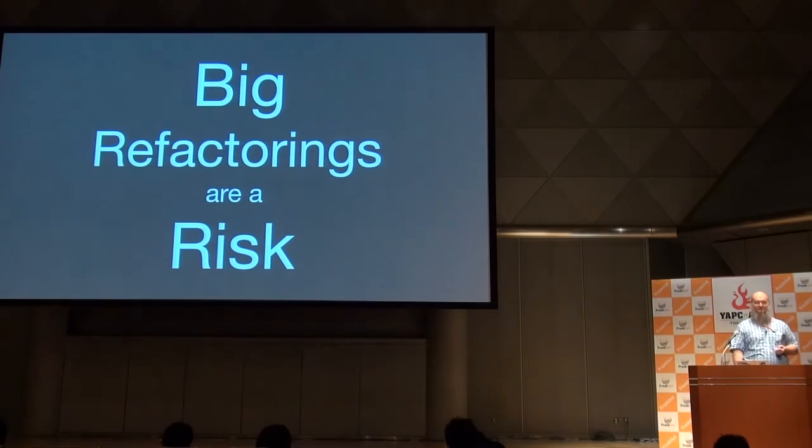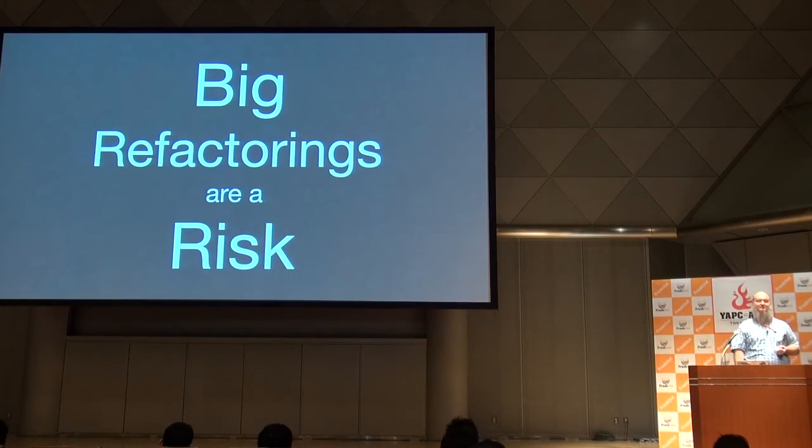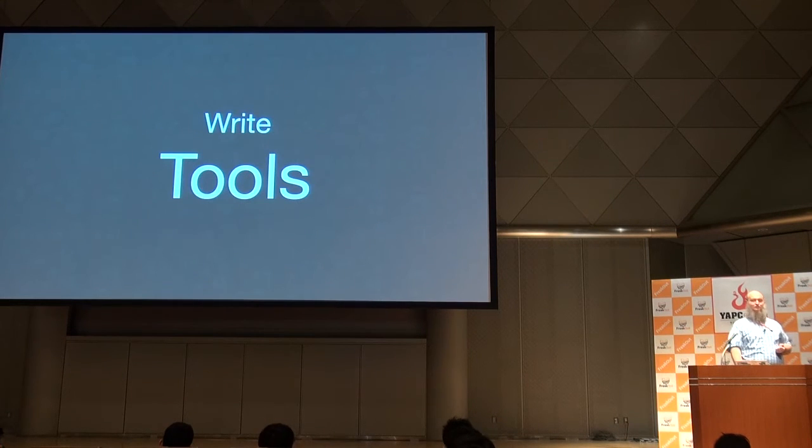Which brings us back to the point that big refactorings are a risk, and we mitigate risks by writing tools. This is actually what we do for most of software. I want to talk about two tools GitHub has written that help us with some large-scale refactorings. We wrote both of these in order to support a large-scale refactoring of our permission system.